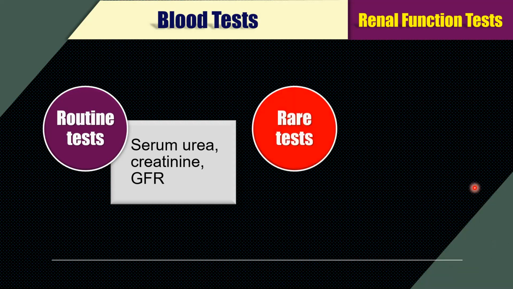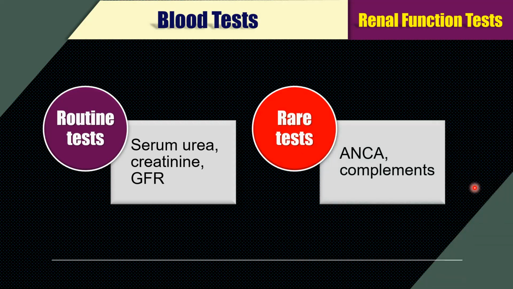Sometimes we might require some rare tests in order to diagnose various renal disorders, like anti-neutrophil cytoplasmic antibodies. These are autoantibodies we can detect in the blood by immunofixation or ELISA technique to diagnose some diseases, which we will discuss later. And sometimes we might need to estimate complement levels. Certain complement levels also help in diagnosis and monitoring of various renal disorders.